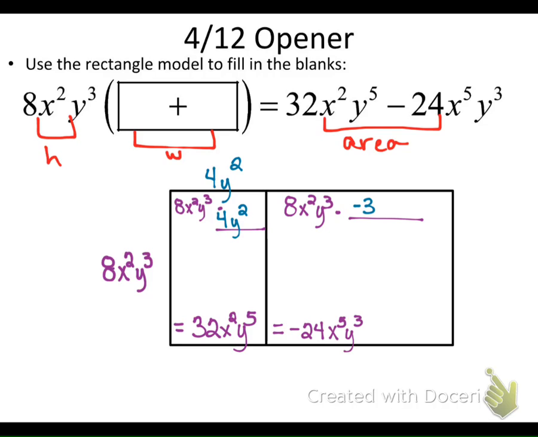Okay, now I need to look at my variables. My height has 2 x's. My width has 5. Or excuse me, not my width. My total area has 5. So how many does my width have to have? Well, if I have 2 here and I have 5 here, how many more do I need? 3. Okay. My height has 3 y's. My total area has 3 y's. So does my width need any more y's? No. So what's the width of this second section?